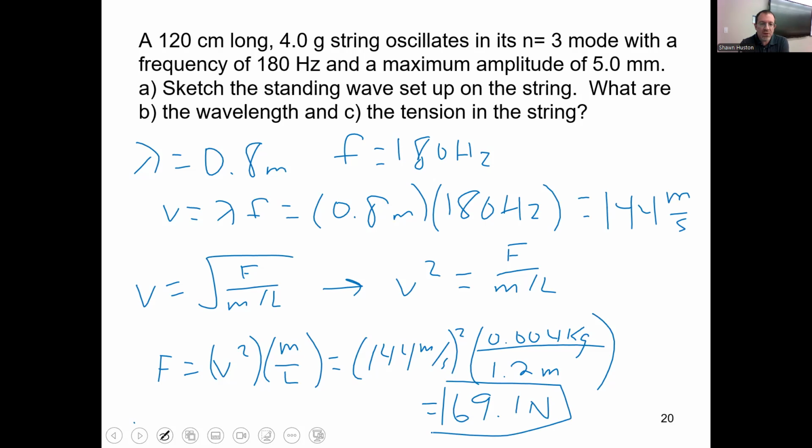So again, this is just a little example problem of a wave on a string, strings fixed on both ends, and we're looking at the harmonic modes that this string would support. All right, and that finishes up our discussion of this chapter.